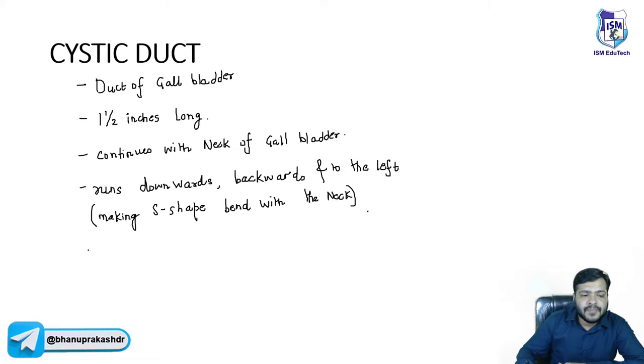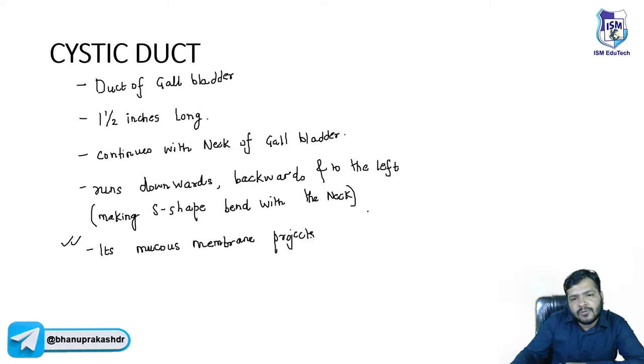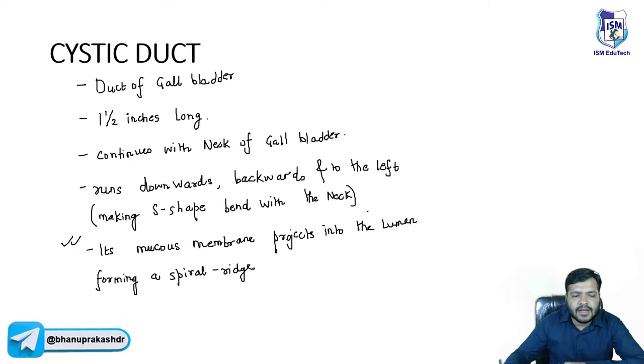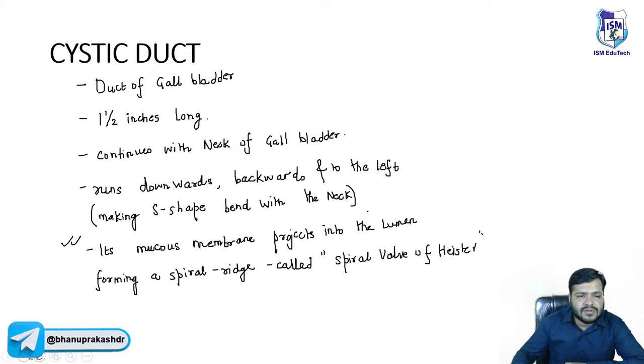Now remember, its mucous membrane. Now this point is very, very important. Its mucous membrane projects into the lumen, forming a spiral ridge that is called the spiral valve of Heister. Okay, spiral valve of Heister. Very, very important. So this is something that you have to know.